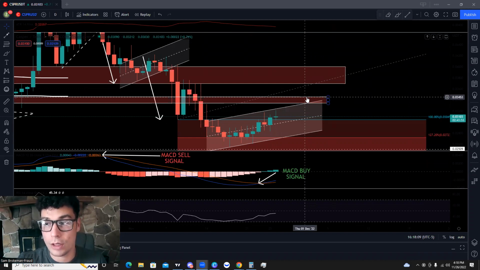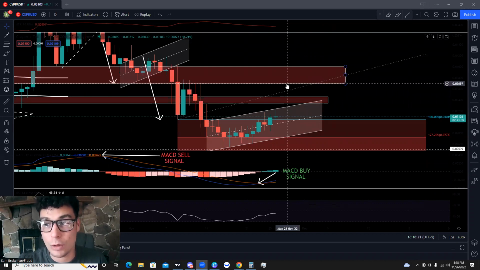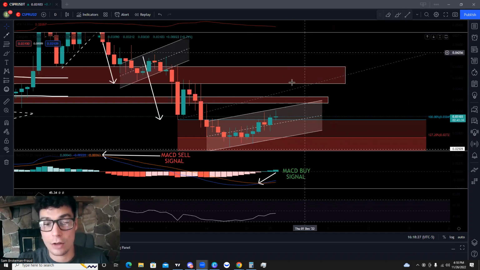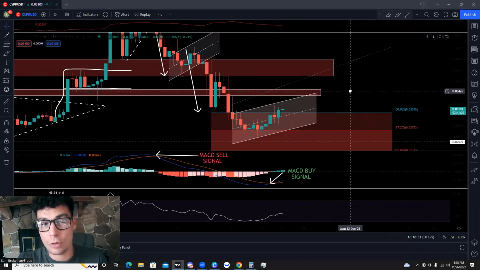is going to be about 0.034 to about 0.0334. Okay, that's our little small overhead supply zone. If we're able to break past there, we have a larger supply zone up here of 0.0369 all the way up to about 0.0400. Okay, so that's our two ranges that we really need to pay attention to.